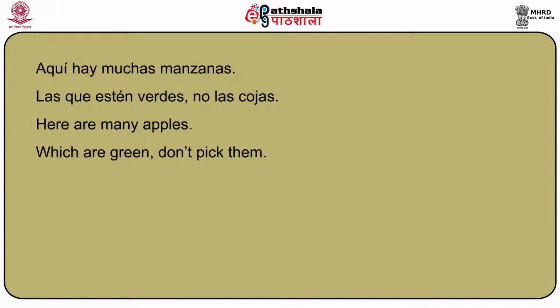Next example is aquí hay muchas manzanas, las que estén verdes, no las cojas. I repeat, aquí hay muchas manzanas, las que estén verdes, no las cojas. In English, the equivalent is here there are many apples. Those which are green, don't pick them.